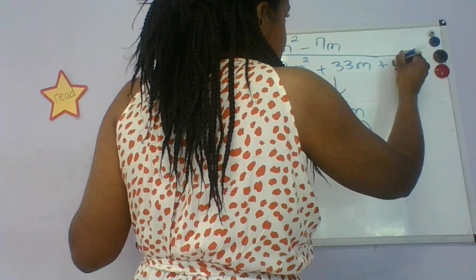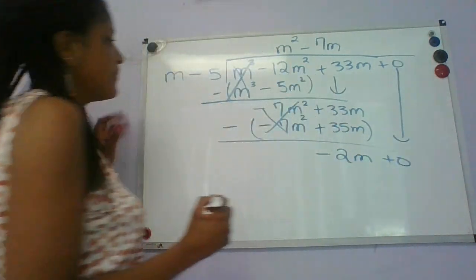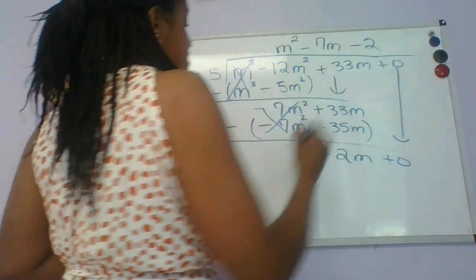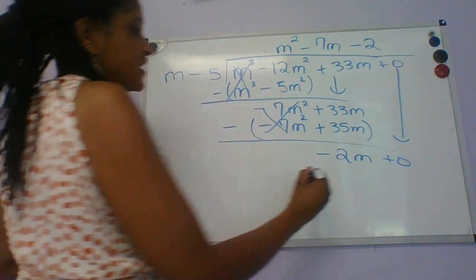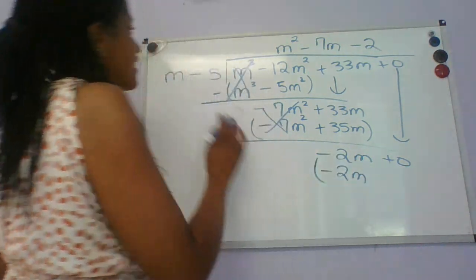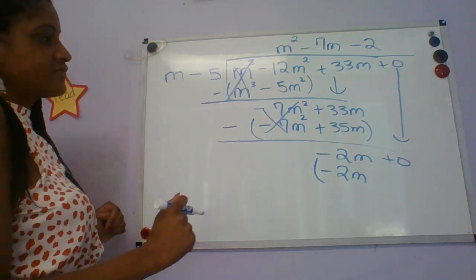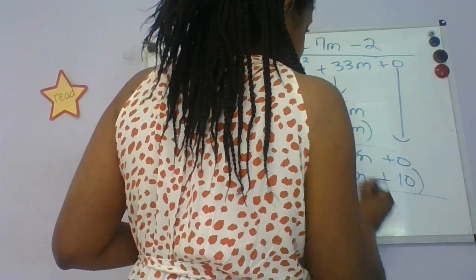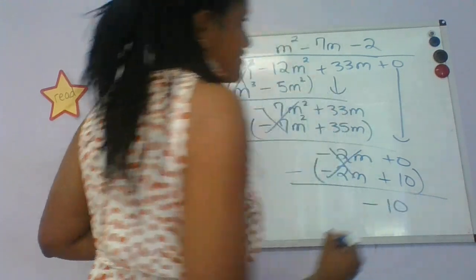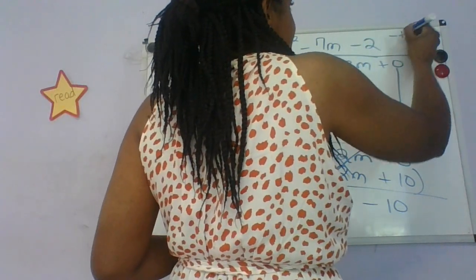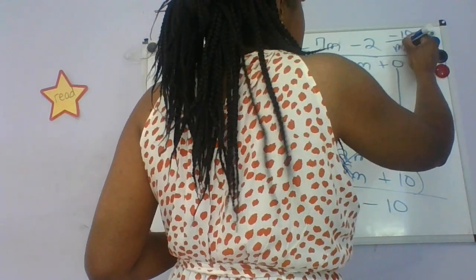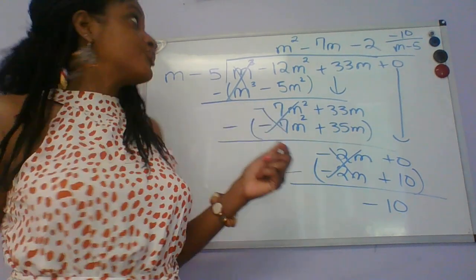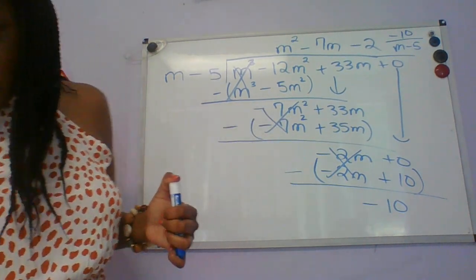We don't have anything else, but we can add a 0. M divides negative 2m negative 2 times. Negative 2 times m is negative 2m. Negative 5 times negative 2 is positive 10. We subtract, and we are left with negative 10. That's our remainder. So your final answer can be written like this. Again, this is not a factor. Positive 5 is not a factor of this number.